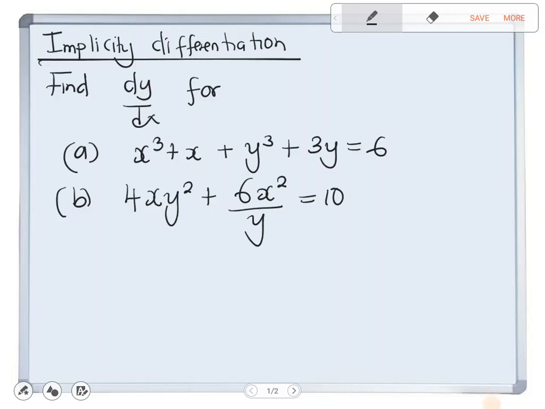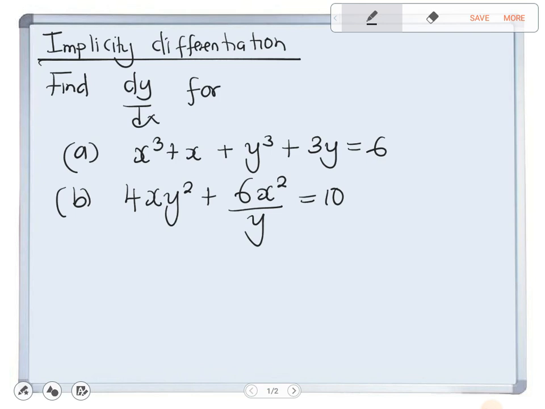Implicit differentiation. We have two questions here. Find dy/dx for (a) x to the power 3 plus x plus y to the power 3 plus 3y is equal to 6, and (b) 4xy squared plus 6x squared over y equal to 6. So how do we implicitly differentiate a function?